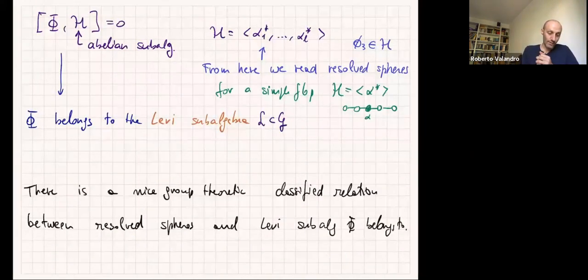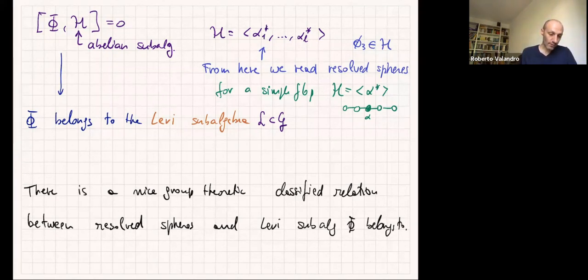Okay, so we have the situation in which this phi commutes with H. From now on, I will omit the symbol of the vacuum expectation value for ease of notation. So we have this phi that commutes with this abelian subalgebra. Now, this abelian subalgebra is basically dictated by which spheres of the AD singularity you want to resolve in the full resolution of the tree.